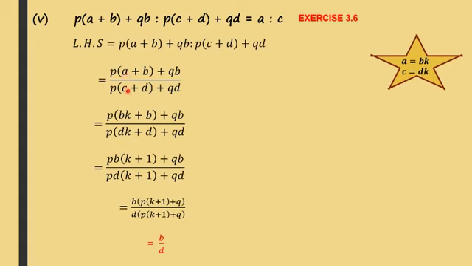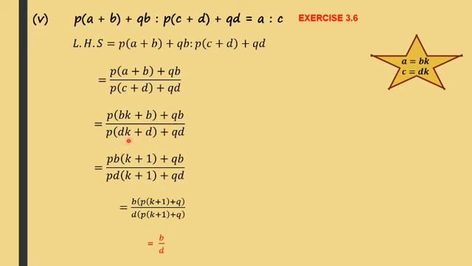Replace the values of A and C. What is the value of A? Value of A is BK and value of C is DK. Replace A by BK and C by DK. And from the numerator you can see that here we have B, B and B. So taking B common from the numerator, it will become PB into, when B is common we have only K, here we have 1 and here we have Q.